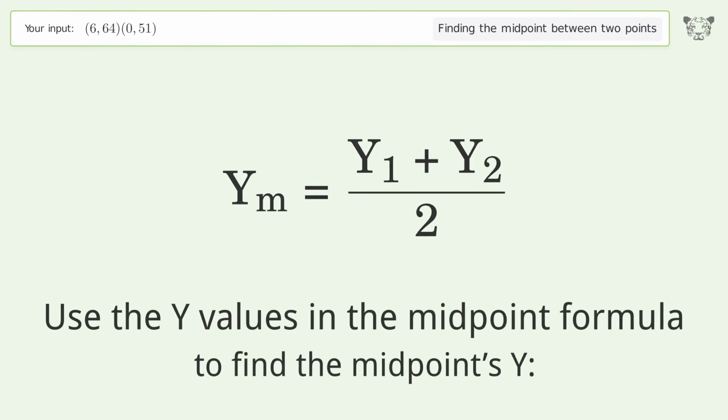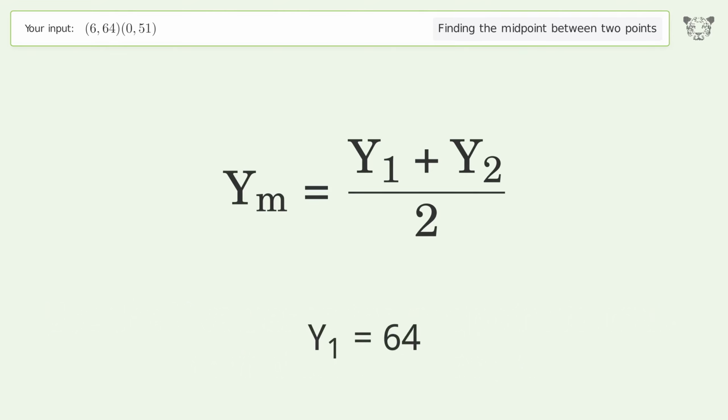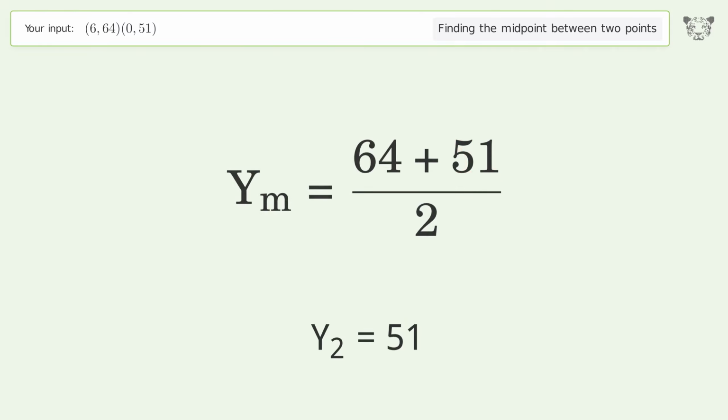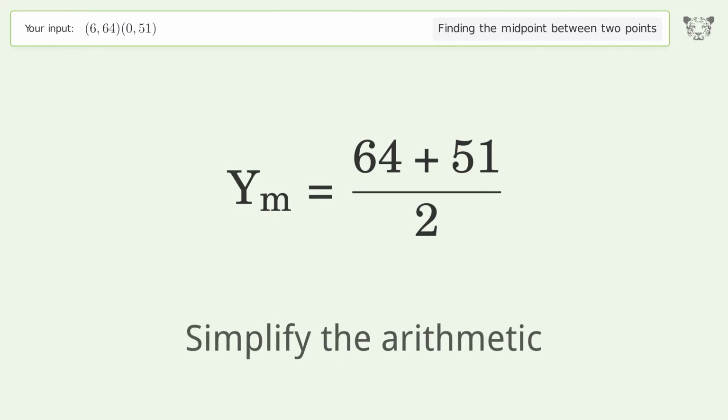Use the y values in the midpoint formula to find the midpoint's y. y1 equals 64. y2 equals 51. Simplify the arithmetic.